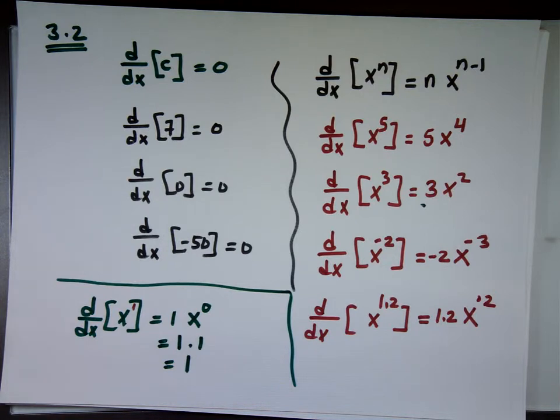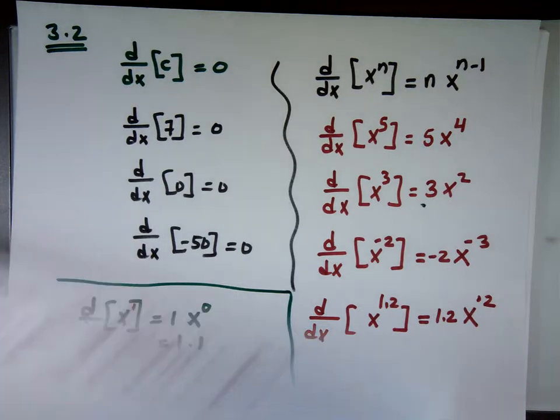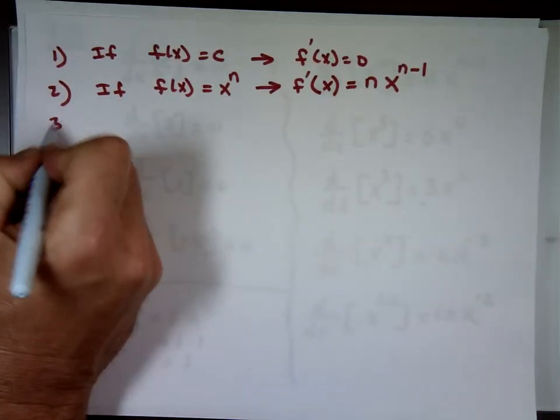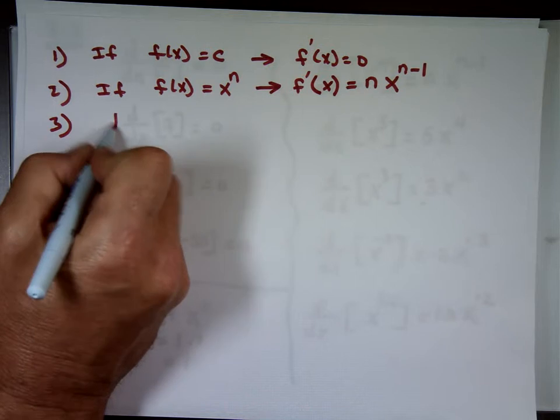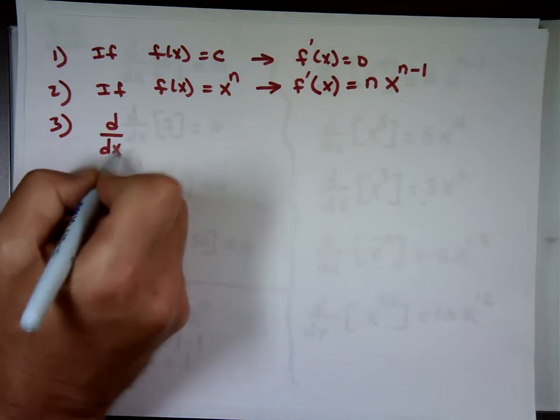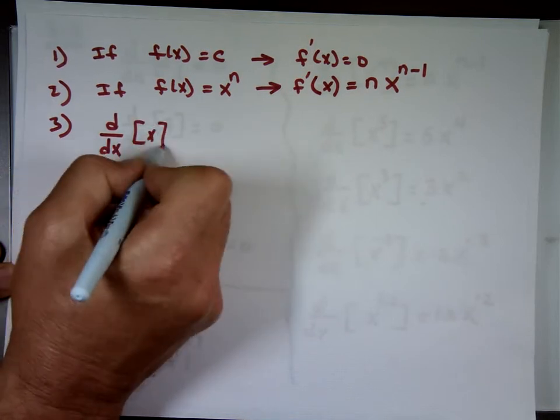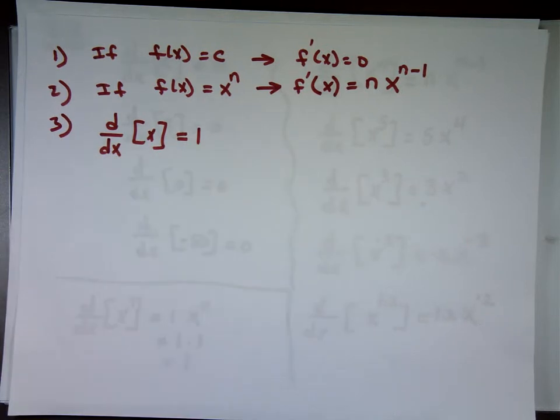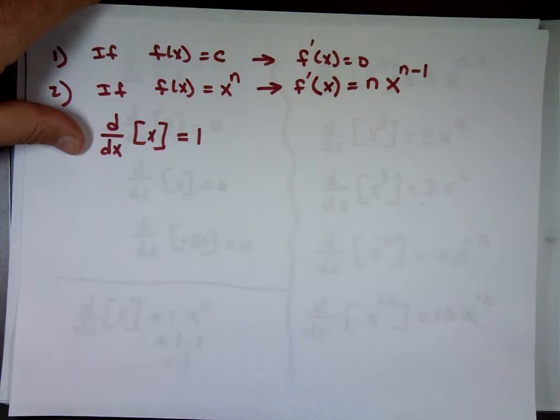So if I want to add that to my list of rules here, I still have that sheet handy. Rule number 3. The derivative of x is equal to 1. Add that to the list. Now we get 3 of them.